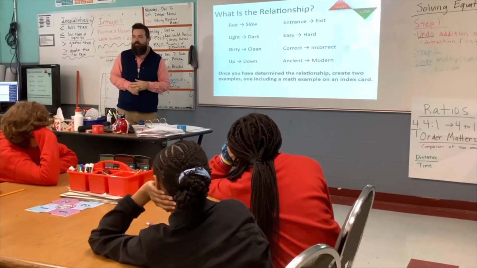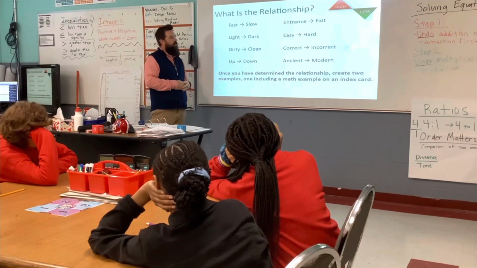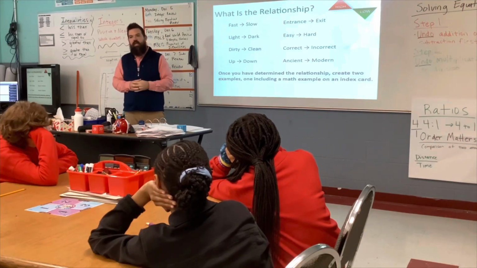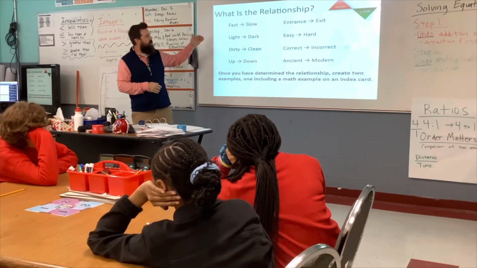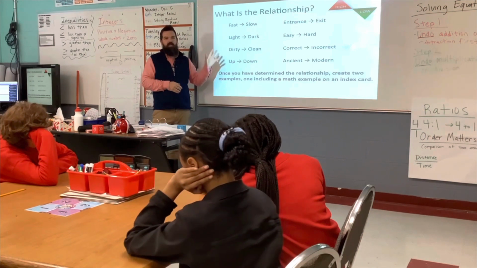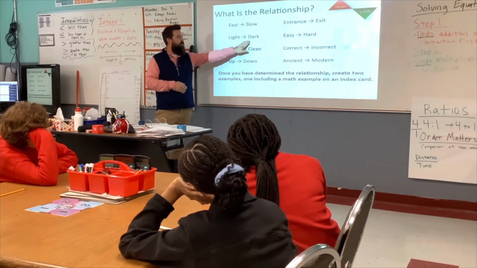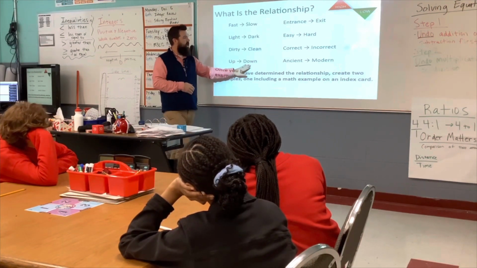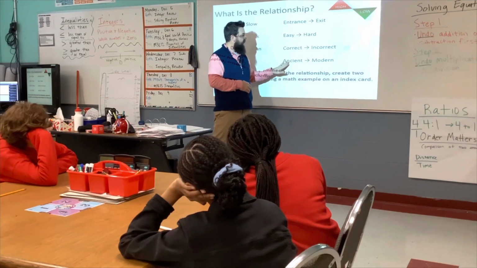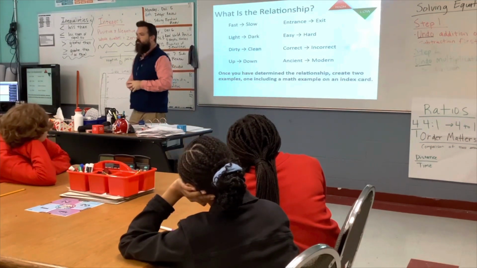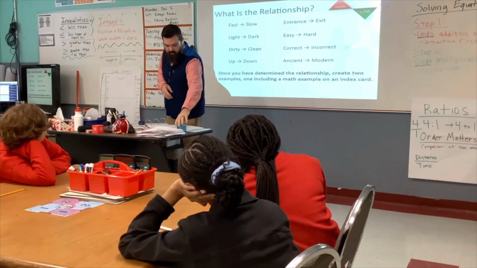Okay, so for our first activity, we're going to determine what is the relationship between these words. So what I want you to do is talk with your shoulder partner, and I want each of you to take about 30 seconds to discuss, looking at these words, what relationship do you see with all of these words? So when you look at the first word pairs: fast and slow, light and dark, dirty, clean, up, down, entrance, exit, easy, hard, correct, incorrect, ancient, and modern. What is the relationship between those two words? So I want you to discuss with your shoulder partner starting now.